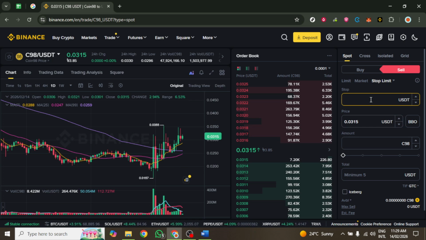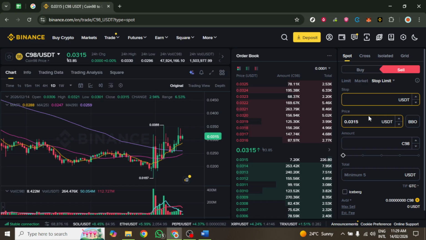Enter the amount of cryptocurrency you want to sell in the designated field. Once you input the amount, take a moment to review the estimated amount of funds you will receive from the sale. This step is crucial as it helps you understand the transaction's financial implications. After confirming that all details are correct, proceed to confirm the sell order.